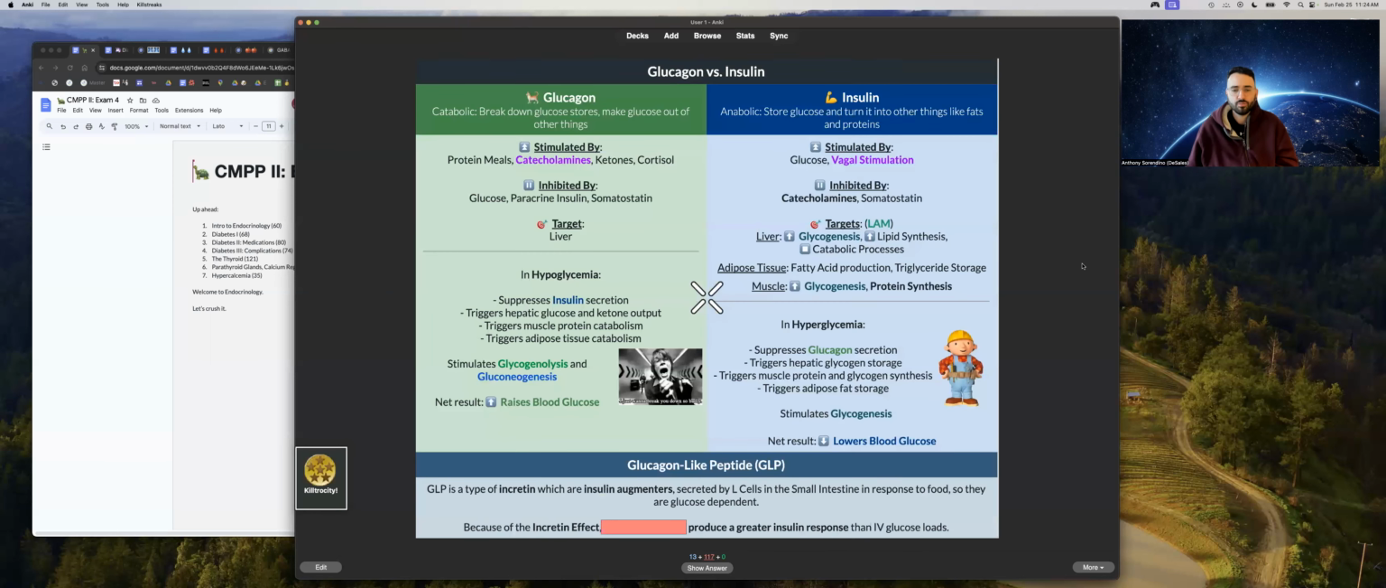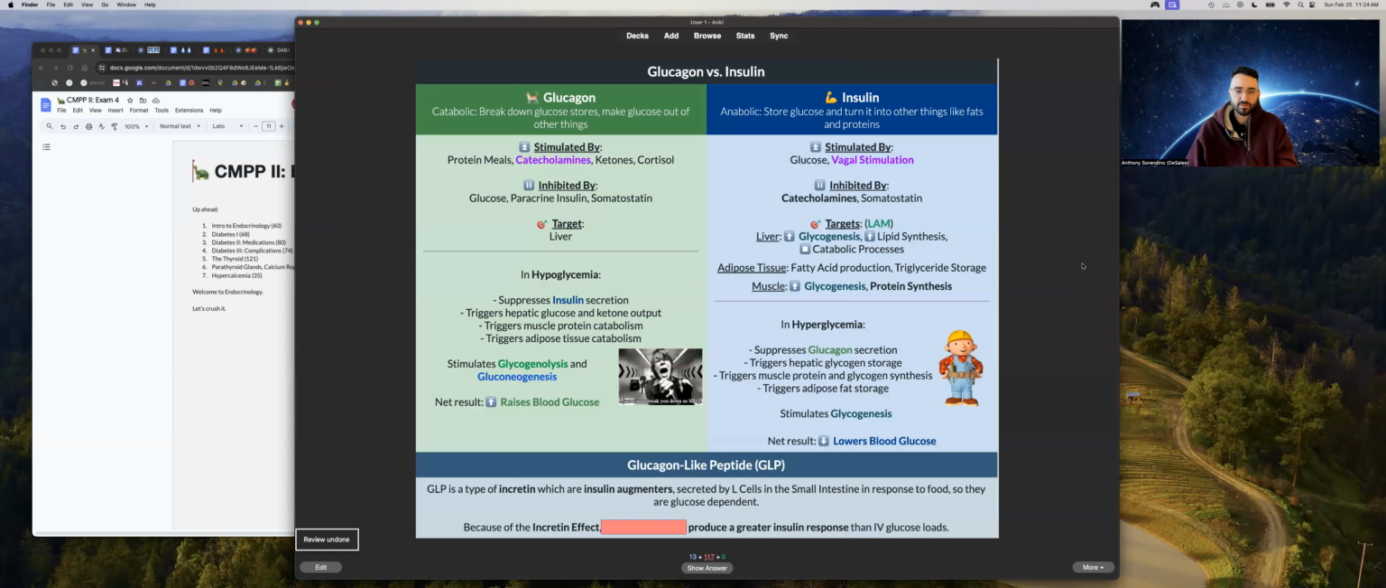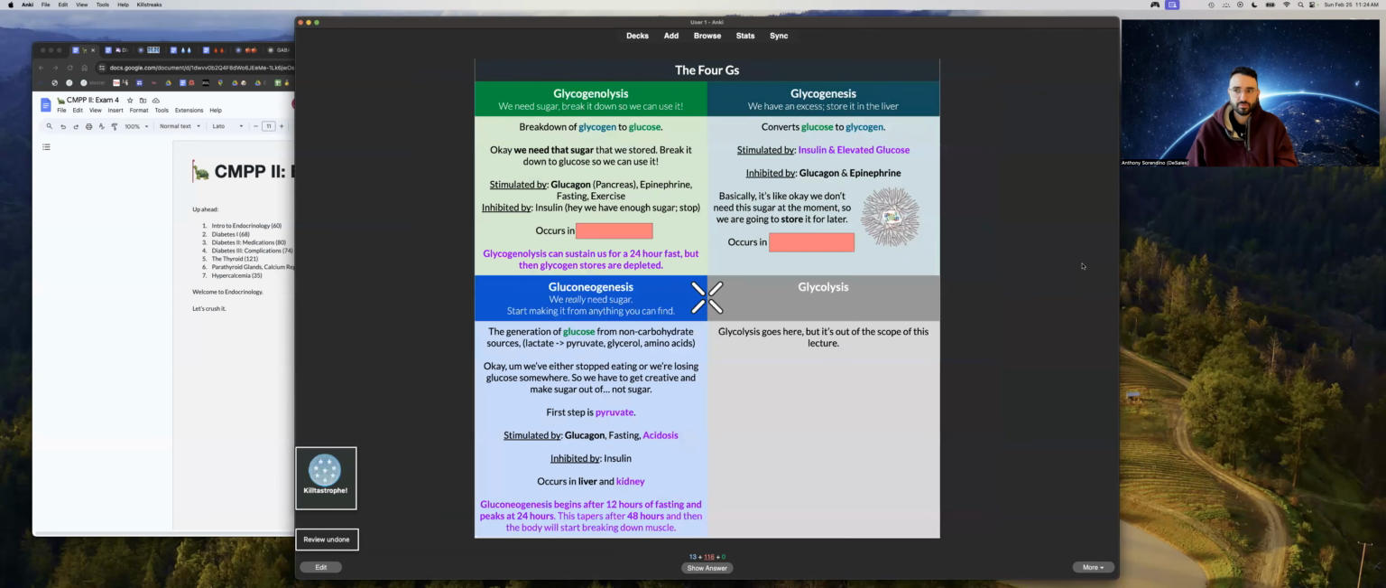Somatostatin. 13 more new ones. We're almost down to 100 reviews. Oral glucose. What oral glucose what? Just a better response? Yeah, greater insulin response. Occurs in liver and muscle.